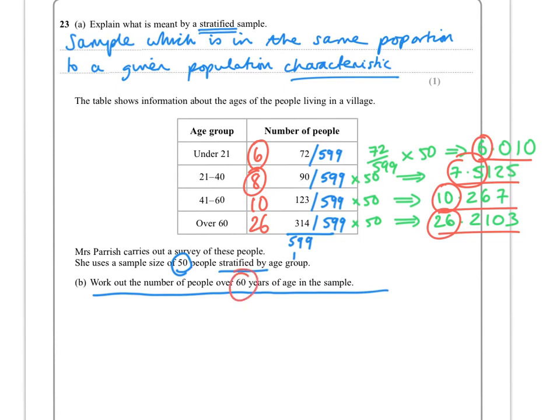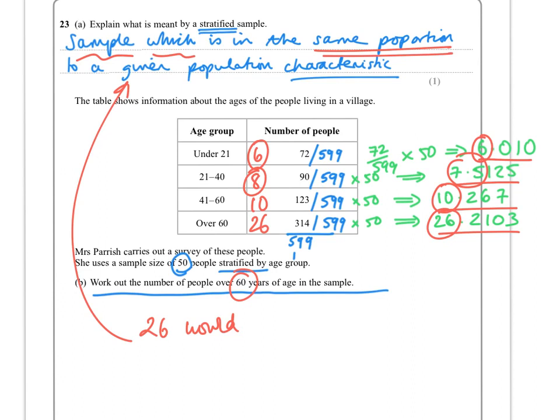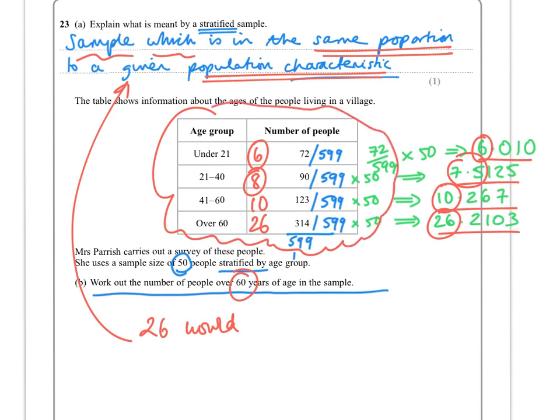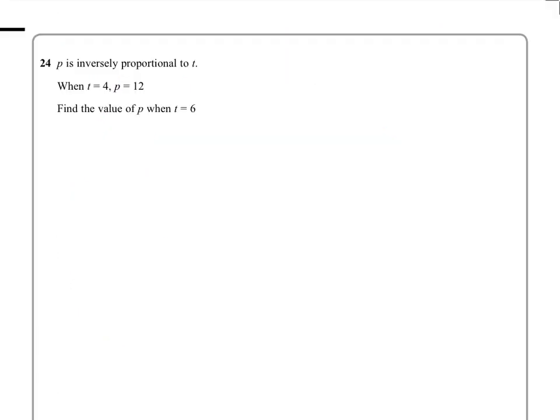So now look at here, and I would say people over 60 years of age in the sample, 26, would do this. It would be a sample which is in the same proportion to a given population, and the given population was the 599 that I started with. Okay, so hope that explains that a little better for you. So let's move on now.